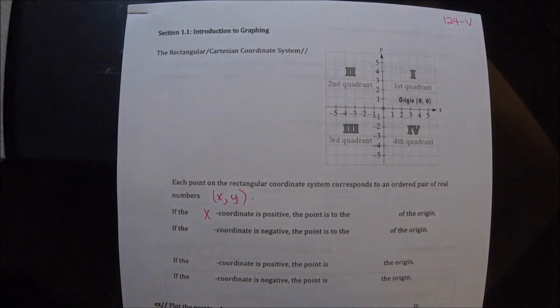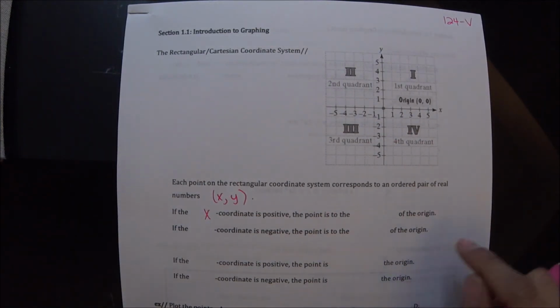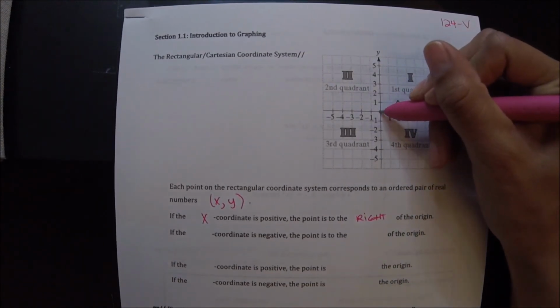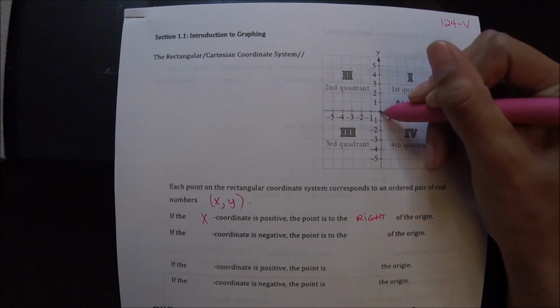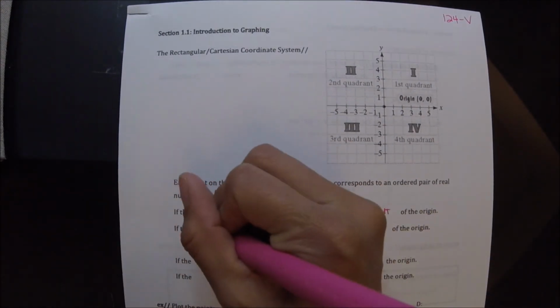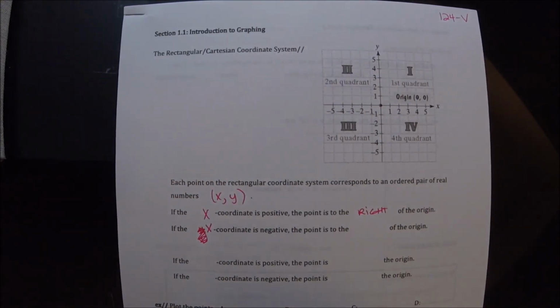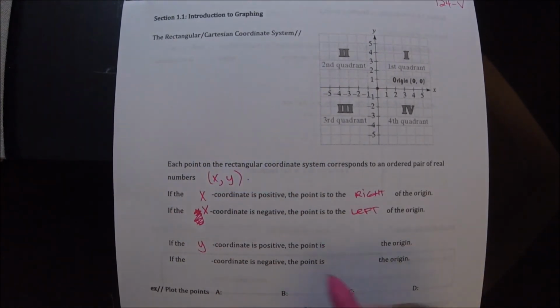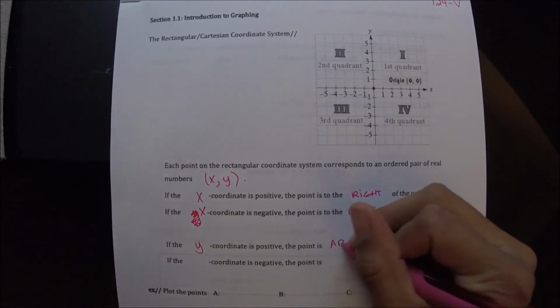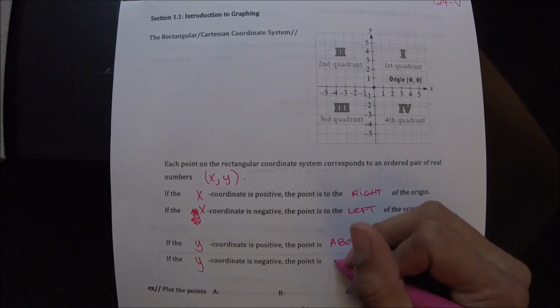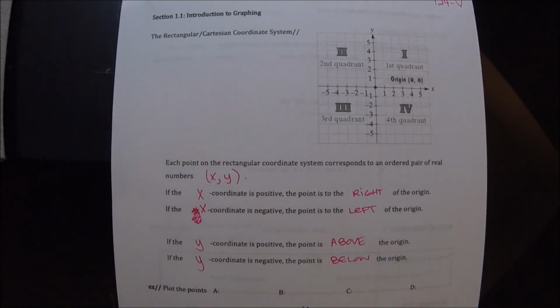So if the x coordinate is positive, then the point is to the right of the origin. And the origin is this point here, right where the axes intersect. So this point here is 0, 0. That's the origin. And then if the x coordinate is negative, the point is to the left of the origin. And then if the y coordinate is positive, the point is above the origin, and if the y coordinate is negative, the point will be below the origin.